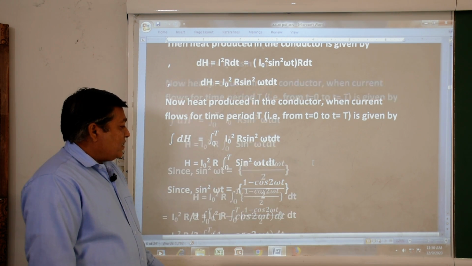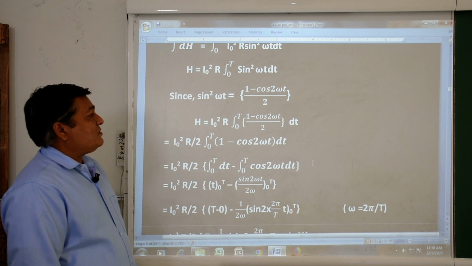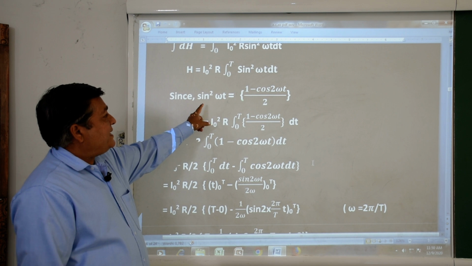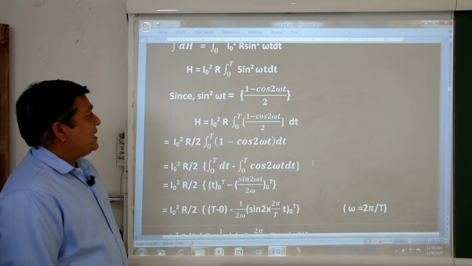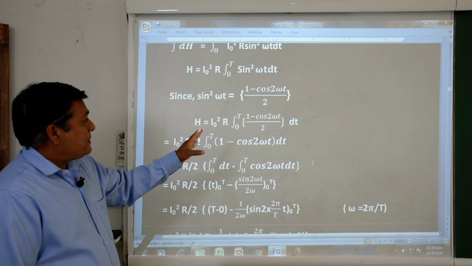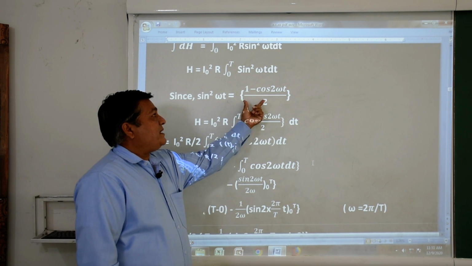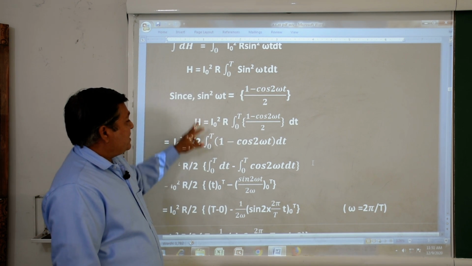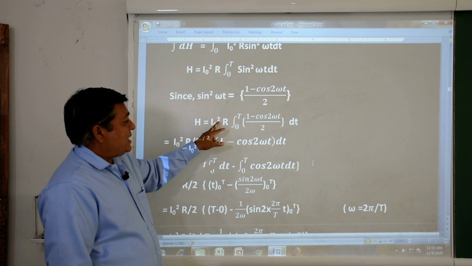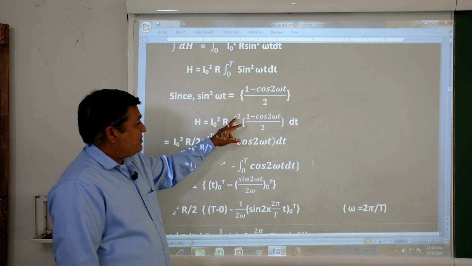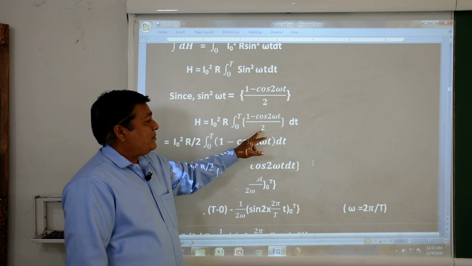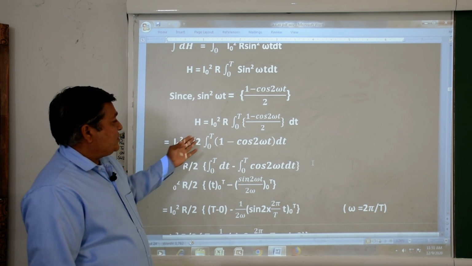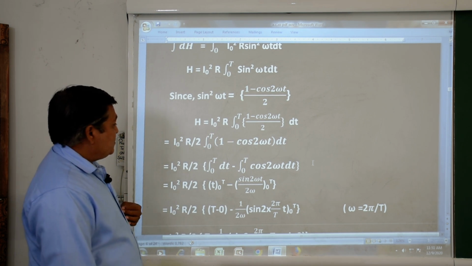Now, using the trigonometric formula sin square theta is equal to 1 minus cos 2 theta upon 2, we write sin square omega t is equal to 1 minus cos 2 omega t upon 2. We place this value of sin square omega t in the above equation, so H is equal to I naught square R times the integration from 0 to capital T of 1 minus cos 2 omega t upon 2 dt. Now the factor 1 upon 2 is taken out, and the expression becomes I naught square R by 2.